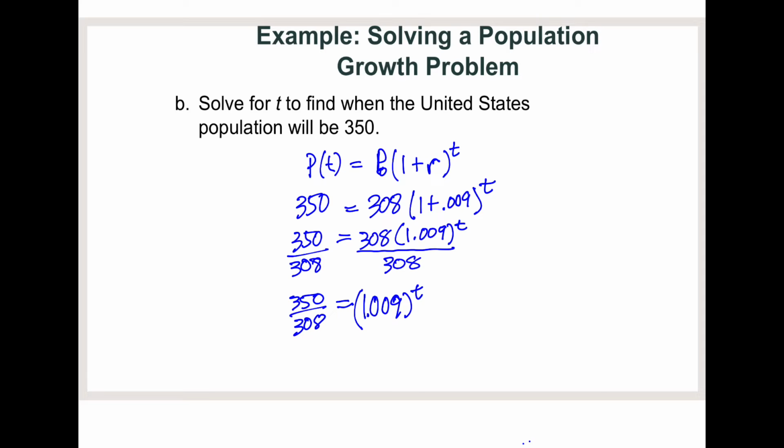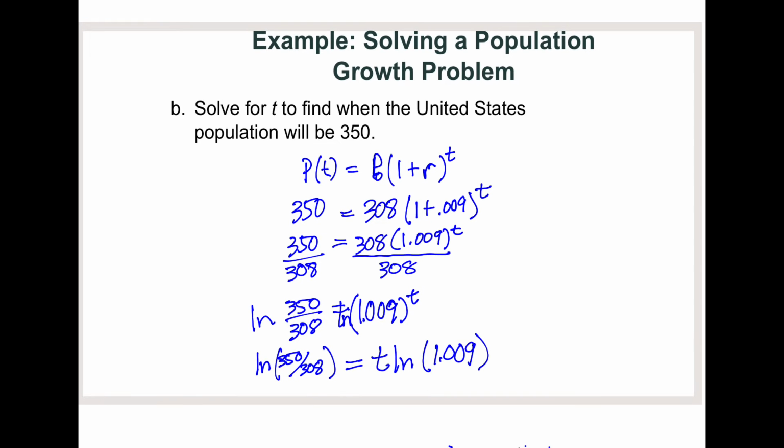All right, now we'll take the ln of both sides, or you could do the log of both sides. Either way is fine. So we have the ln of 350 over 308 equal to, and now that I've taken the ln, I'm going to write the t out front. So we have t ln of 1.009.